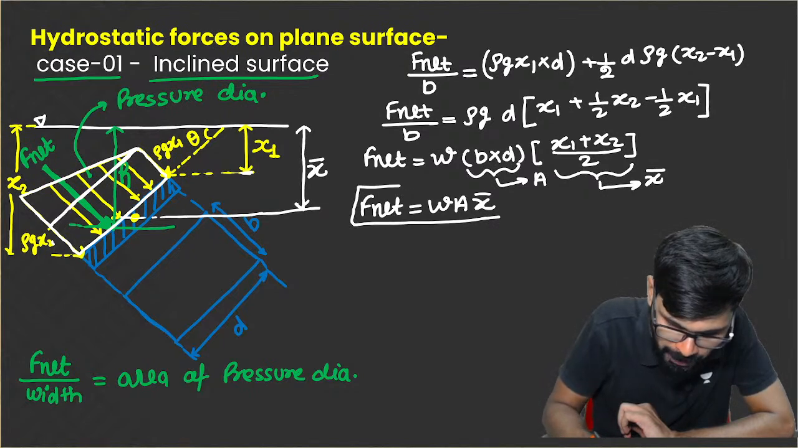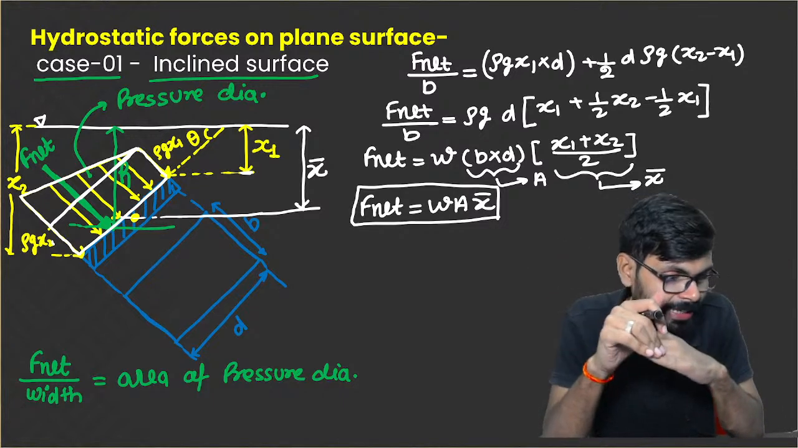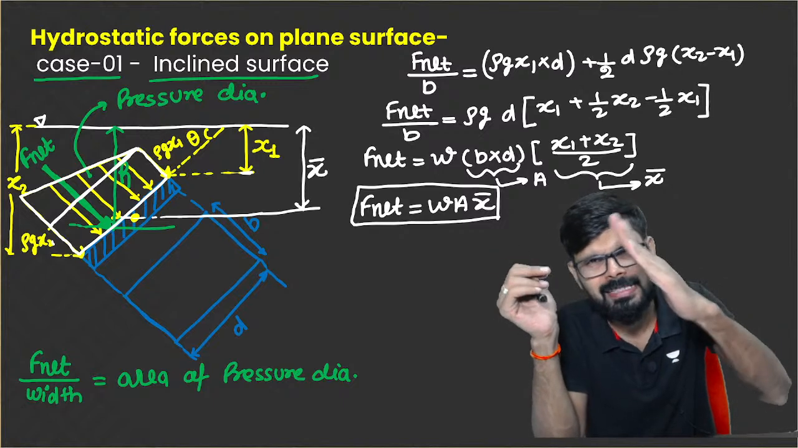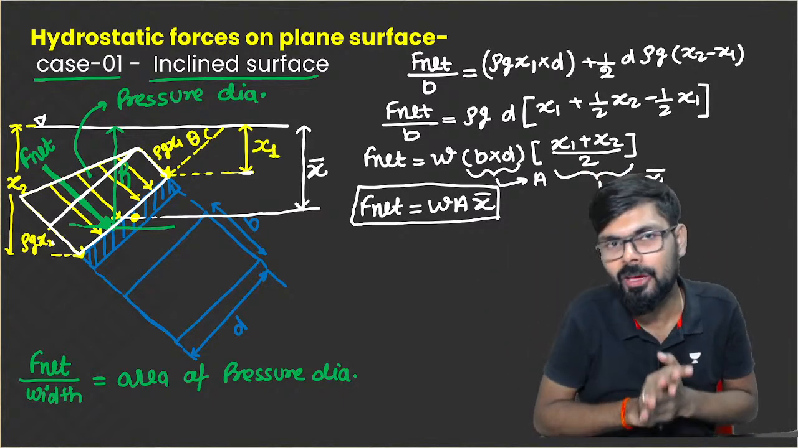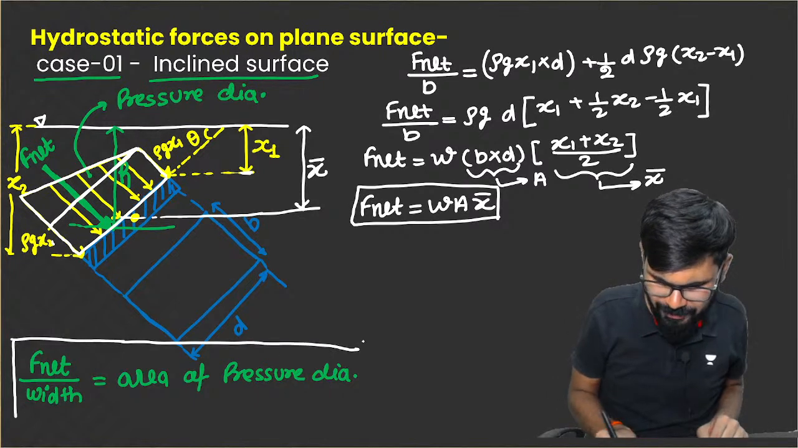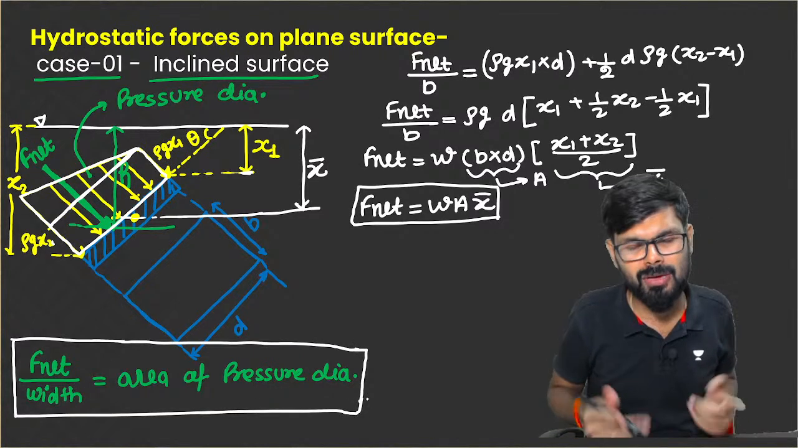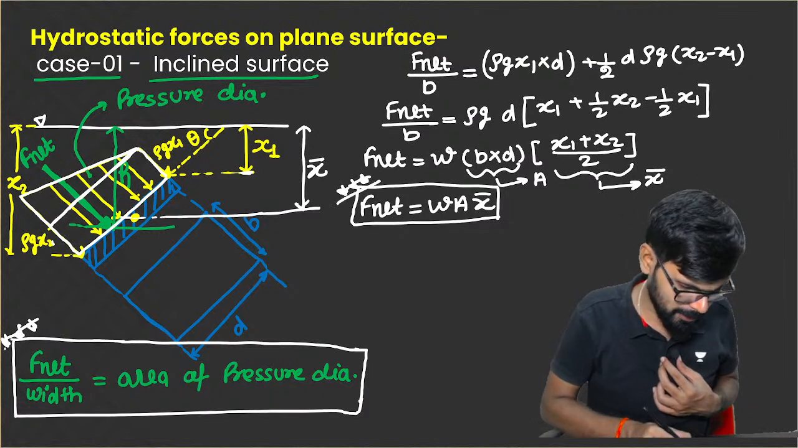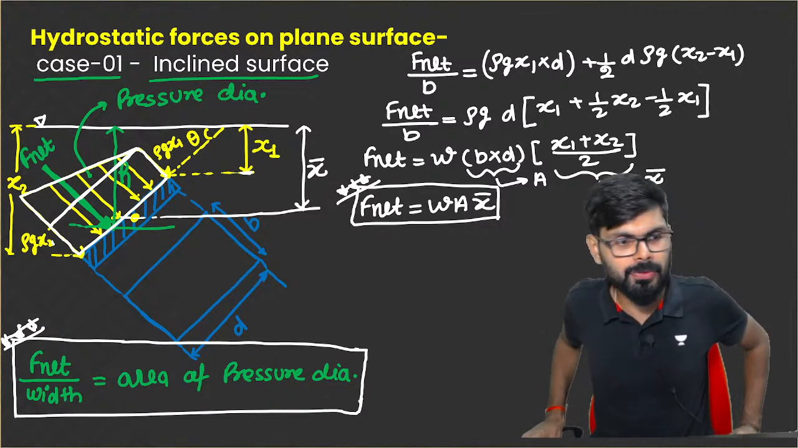Only two things we have to remember. This does not depend upon the angle. First very important point: this does not depend upon theta. Now you only have to remember two things. What are the two things? For a plane surface, F net by width is equal to the area of the pressure diagram. This is the first formula that we have to remember. I'm telling you directly. Even though I will give you the derivation, after that also you have to remember this result. So just remember it for the time being. And if you are a plus student, then surely you have to come, and I will teach that part. And another one you have to remember: F net is equal to W A x bar. Clear, beta?